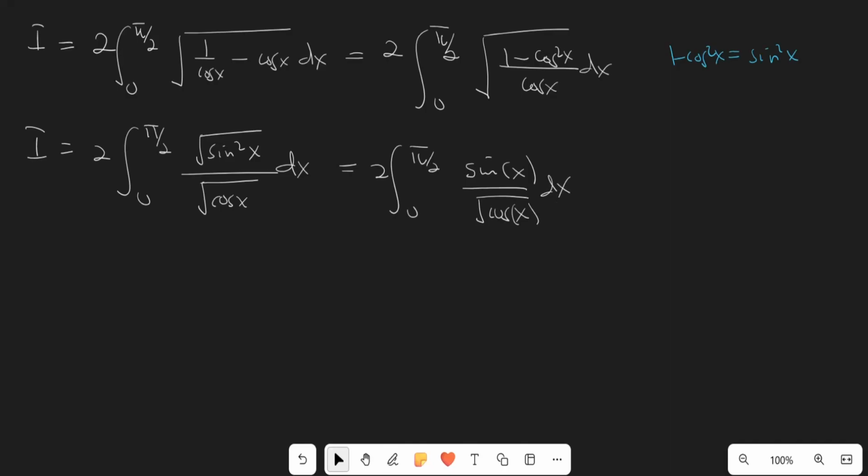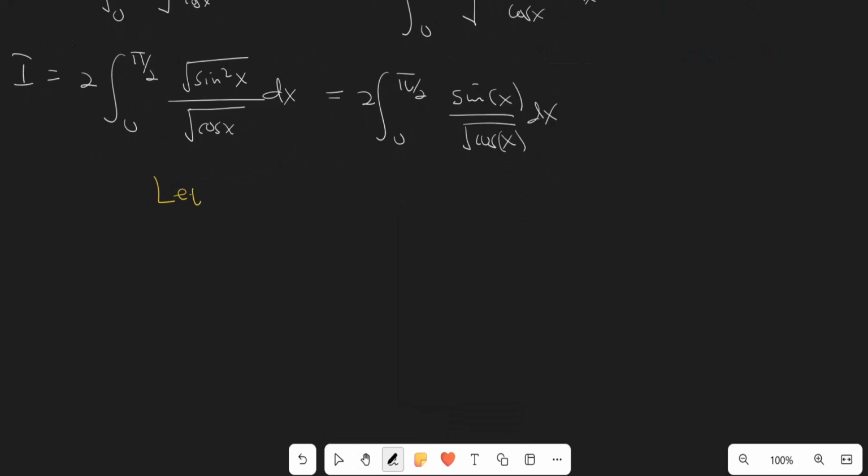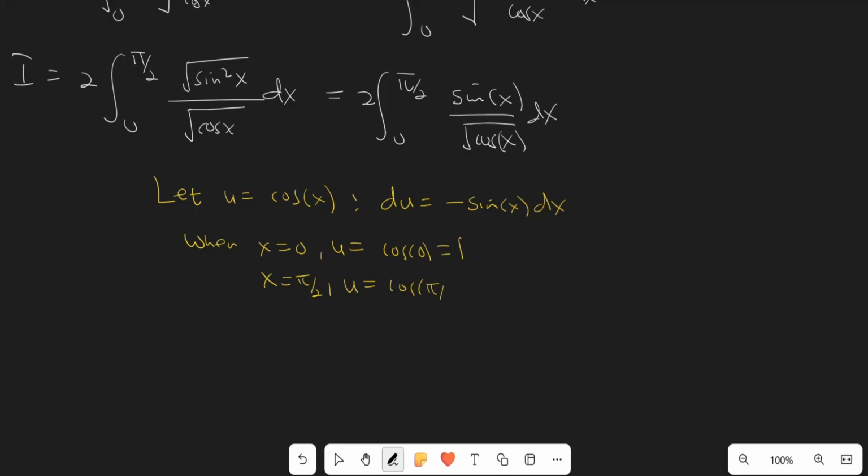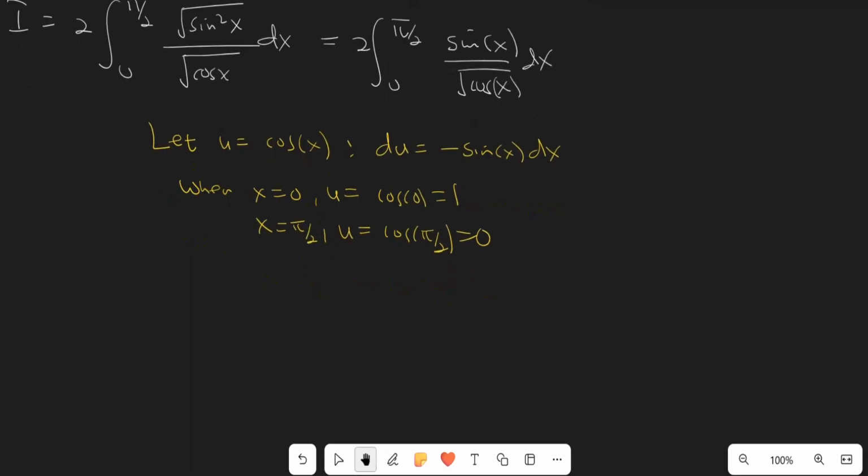We can now do a u-substitution here, a very simple one. We can let u be equal to the cosine of x, because the derivative of the cosine of x is negative sine, right? So du is going to be negative sine of x dx. What about the change in limits? When x is equal to 0, u is going to be the cosine of 0, which is 1. When x is equal to positive pi over 2, u is going to be cosine of pi over 2, that is cosine of 90, which is 0.